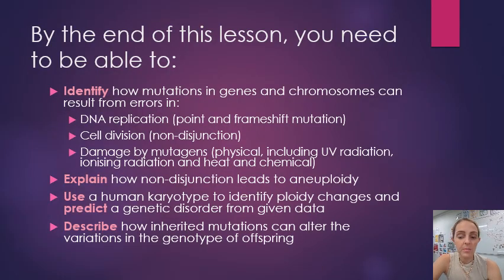So you need to do some activities on this because you're really not going to be able to do a lot of these things until you really get in and have a go at it. So remember, you need to identify mutations in genes and chromosomes. So you need to understand point and frameshift mutations, non-disjunction, and how mutagens can affect DNA. You need to explain how we get aneuploidy from non-disjunction. You need to use karyotypes to identify changes in chromosome numbers and predict genetic disorders from given data, and describe how inherited mutations can alter variations in genotypes.